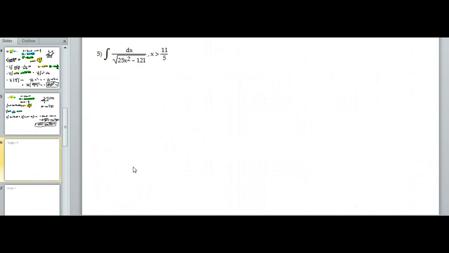Alright, next one, we've got another one here with the variable squared minus some constant. Notice with this one, the 25 here is in front of the x squared. Now, we haven't seen one like that. So one of the things we can do is pull out that 25 and say this is 25 times x squared minus 121 over 25.